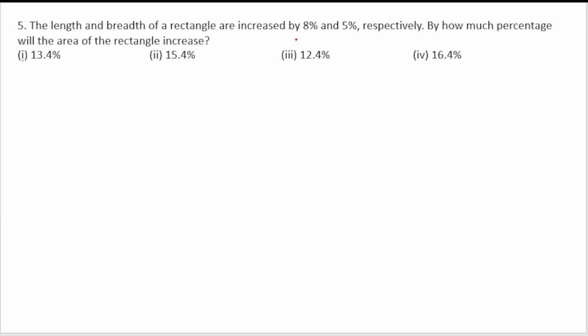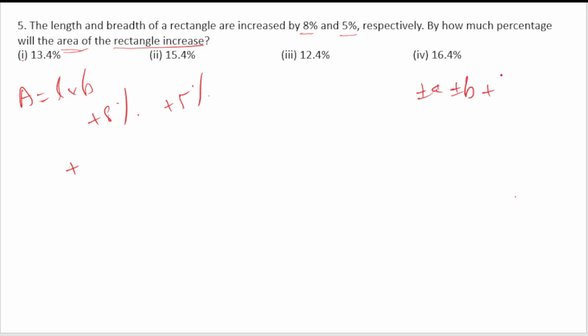The length and breadth of a rectangle are increased by 8% and 5% respectively. By how much percentage will the area of the rectangle increase? See here, area of rectangle is equal to length into breadth. Here length is increased by 8% and breadth is increased by 5%. What will be the percentage change in area? Here we will apply the same formula: plus or minus A plus or minus B plus of plus or minus A into plus or minus B divided by 100. Here A value is 8 and B value is 5.